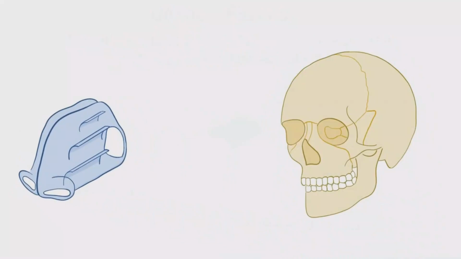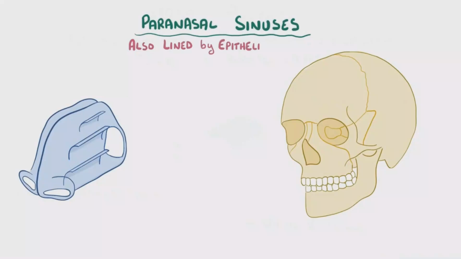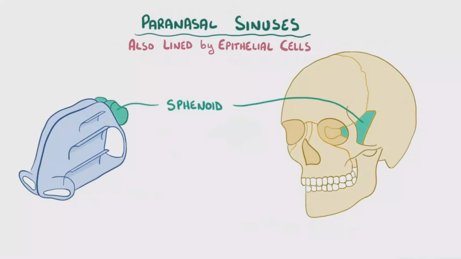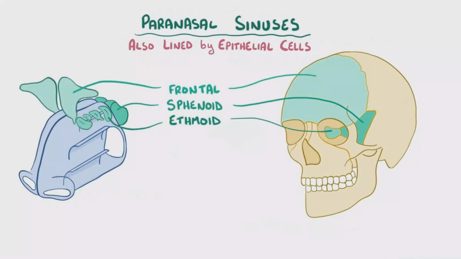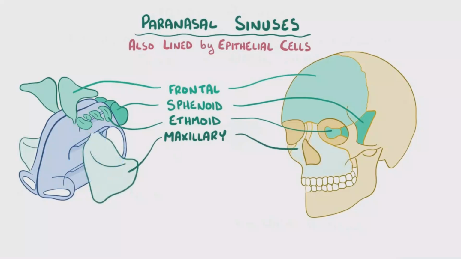There are also air-filled spaces within the skull on either side of the nose called paranasal sinuses, and these are lined by the same layer of epithelial cells as the respiratory region. The paranasal sinuses are named for the bones that house the sinus: the sphenoid, located next to the eyes, the ethmoid between the eyes, the frontal above the eyes behind the forehead, and the maxillary behind the cheeks and below the eyes. Each of the sinuses normally produces mucus, which drains into the respiratory region.